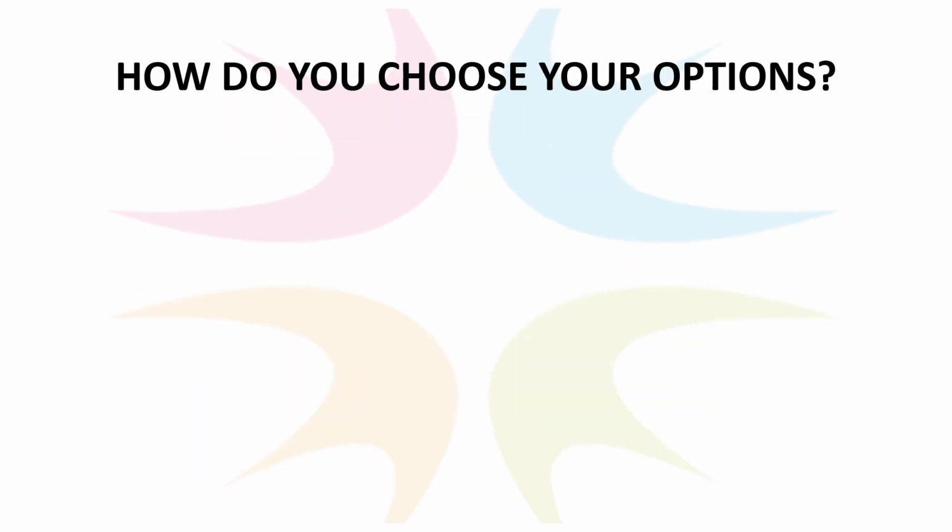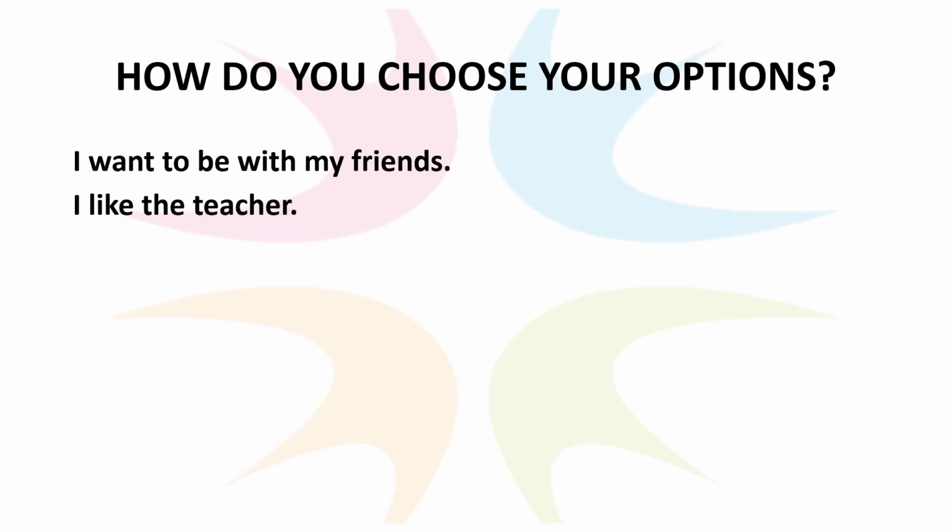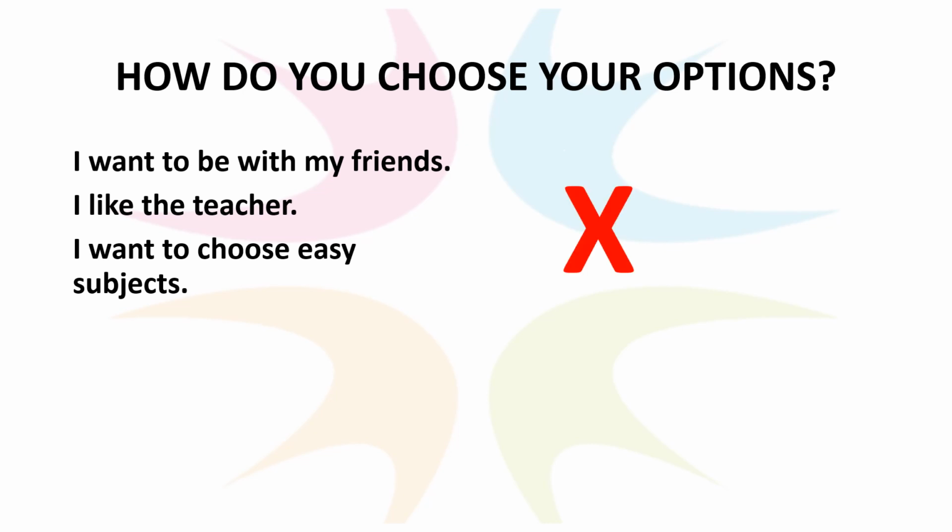So how are you going to choose from all of these options? Some people may say, I want to be with my friends, or I like the teacher, or I want to do easy subjects. Do not choose options based on these criteria. In each block there may be 2 classes of a subject, so you can't guarantee you will be with your friends, and you may not get the teacher you particularly like. Plus, there are no subjects at GCSE level that are easy.